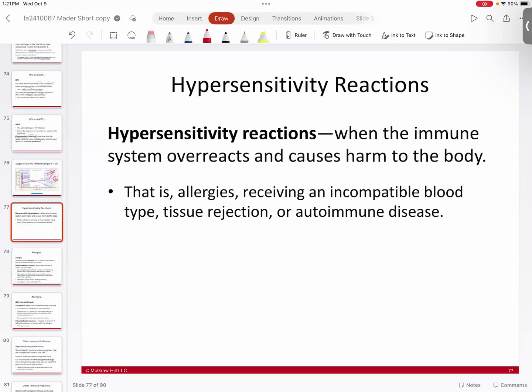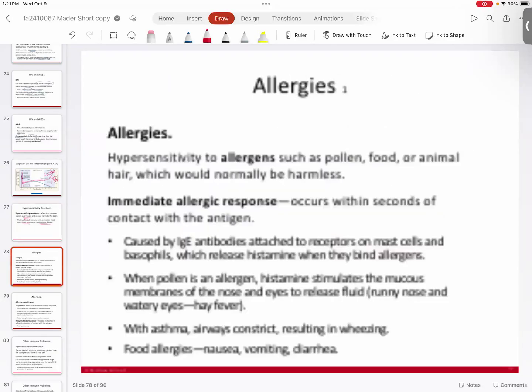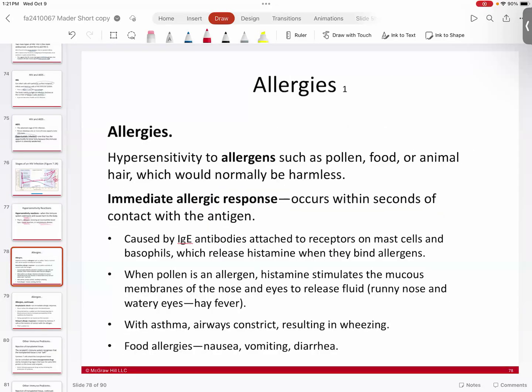Okay. Now, there are other types of disorders. So we have sensitivity reactions. For instance, this is where you have an overactive immune system that can cause harm to the body. For instance, allergies is a hypersensitivity situation. If you have an incompatible blood type, tissue rejection, autoimmune disease, those are all types of hypersensitivity reactions. Typically, it's when you're attacking things that are good or that we deem good, right? That's typically hypersensitivity. So in allergies, basically what is good, well, I should say good, or harmless.